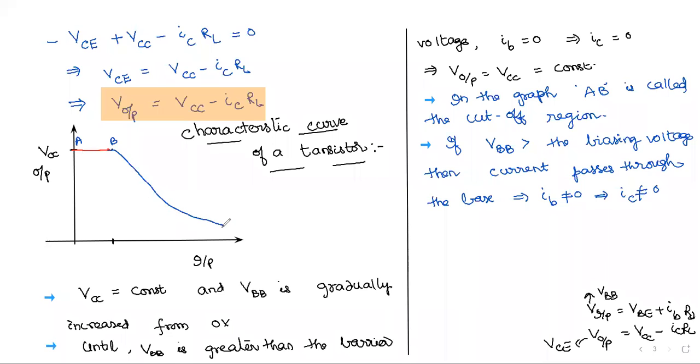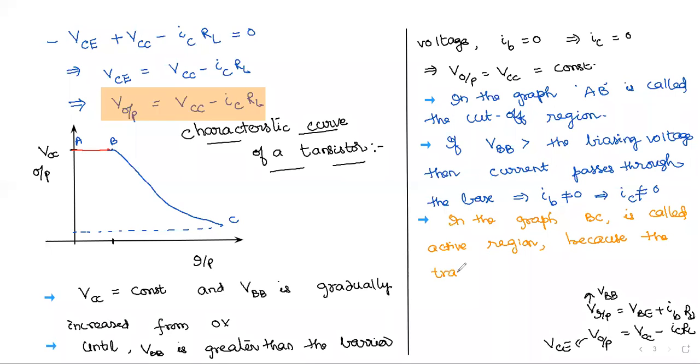Okay, beyond a particular voltage, is the transistor allowing the current through it or not? Allowing, sir. Yes. So B to C, if you give some name here in the graph, BC is called the active region. Why do we call it the active region? Because the transistor is active in that region, because the transistor is allowing the current.